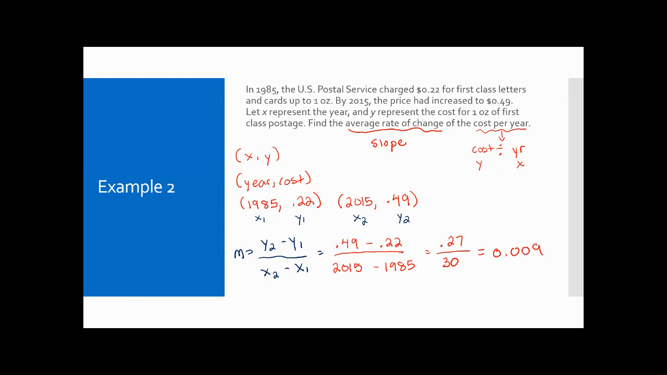And this comes out to 0.009. Now let's take a look at the units here. So on top, this was dollars, and then in the bottom it was years. So our units here would be dollars per year. So the average rate of change is $0.009 per year.